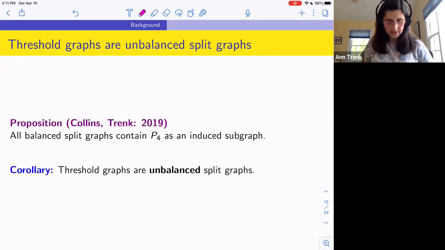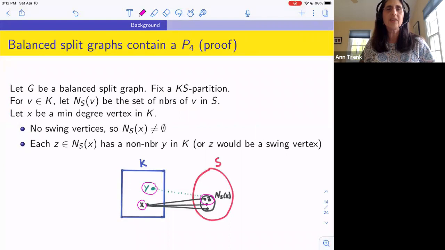So this is a little proposition. The reason is that balanced split graphs always contain a P4, and therefore they cannot be threshold graphs. And so therefore the threshold graphs have to be unbalanced split graphs. So this is a nice little result. I like to include a proof even in a short talk like this. And so I'm going to show you the proof of this little result. So I'm going to prove to you that balanced split graphs contain a P4.